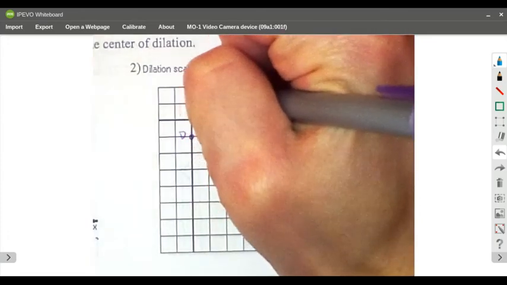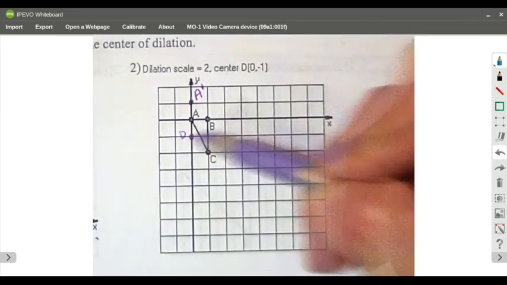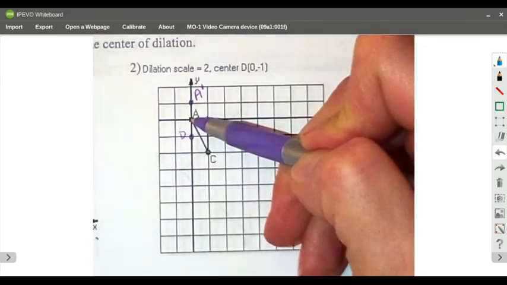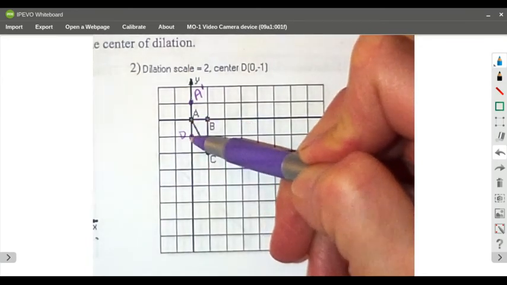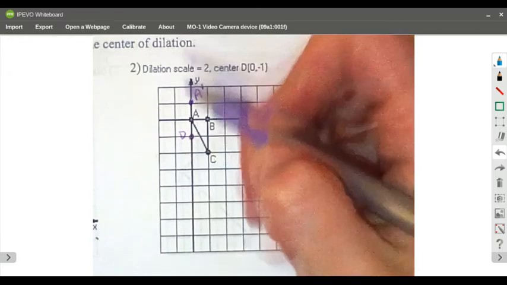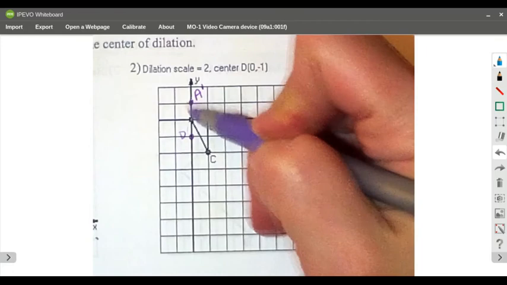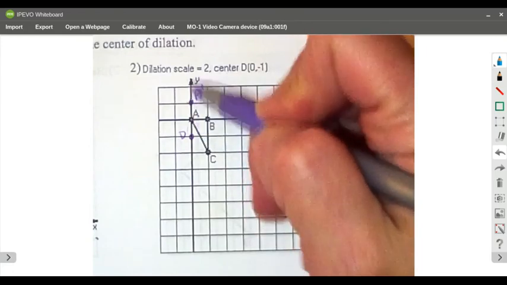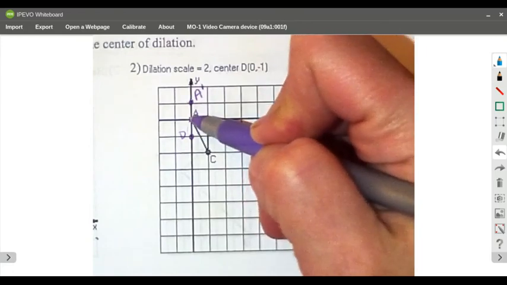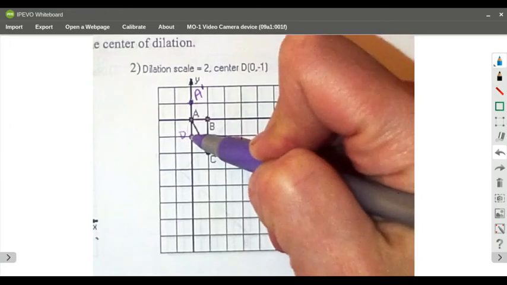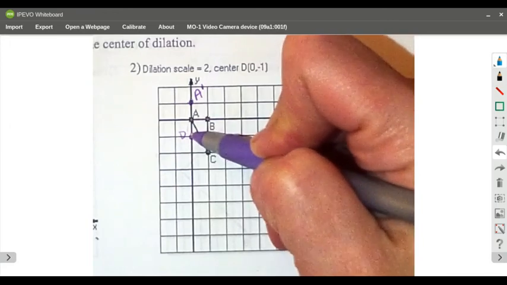So A prime is here. Notice that A prime is not 2 units up from A, it's 2 units up from D. So from D to A is 1 unit, from D to A prime is 2. You don't want to go 2 from A. That's a pretty common error for kids, is they go from the pre-image point instead of from the center. You always want to keep going back to the center of dilation.